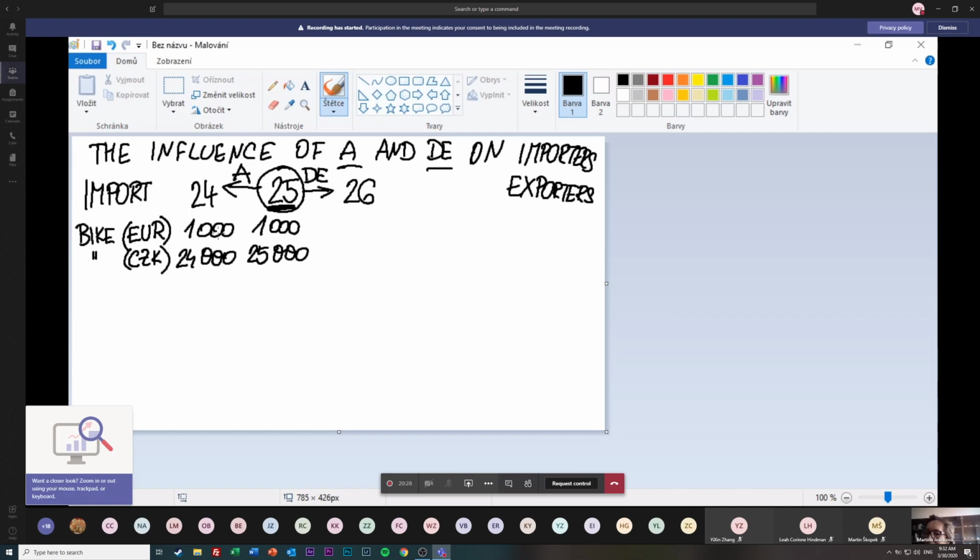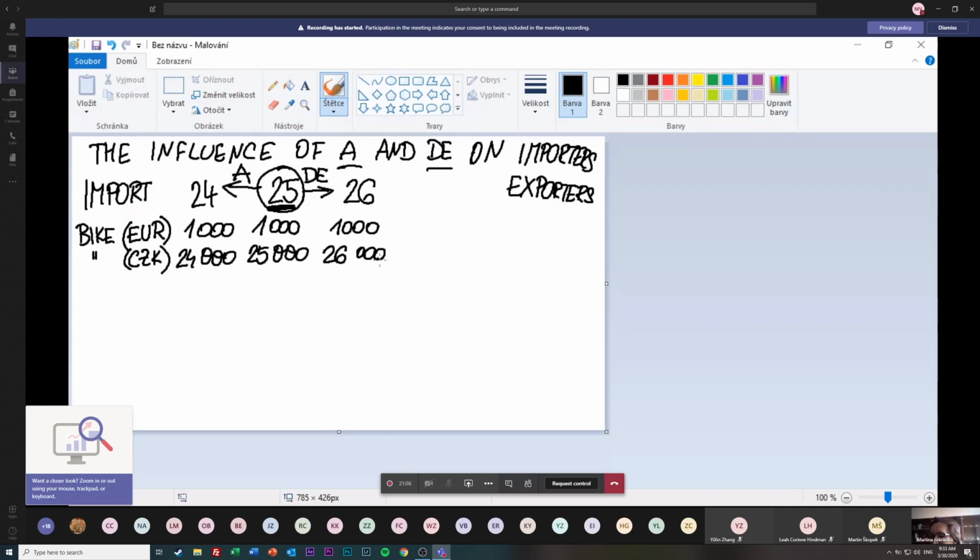Let's go to the third situation. I buy the same bike in Germany. The price of the bike is 1,000 euros. And now I will sell this bike at 26,000 Czech crowns. Now you can see that the bike will be more expensive in our domestic market. This is the first situation.